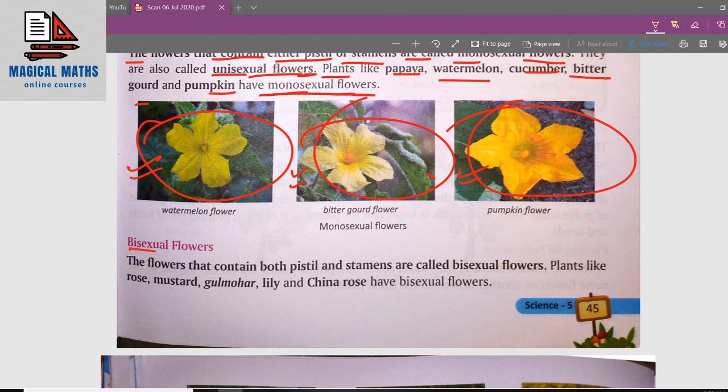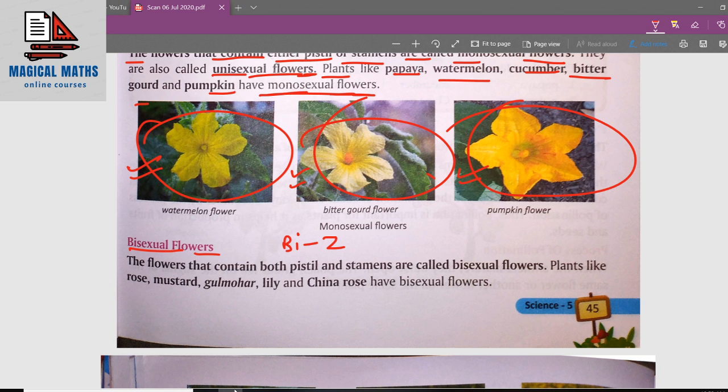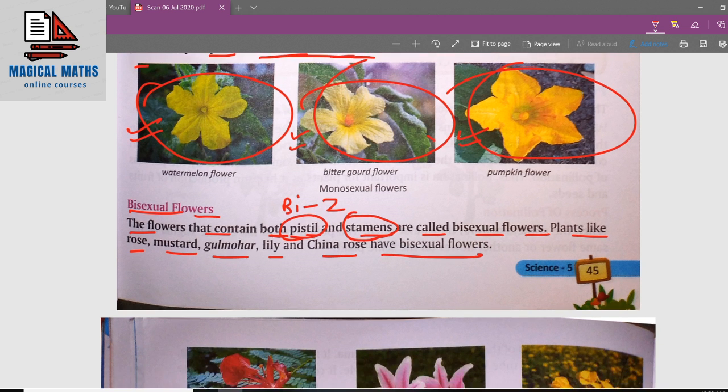Now what are bisexual flowers? Bi means two. As the name suggests, bisexual flowers are the flowers which contain both pistil and stamen, meaning the female reproductive part and the male reproductive part as well. These kinds of flowers are called bisexual flowers. Plants like rose, mustard, gulmohar, lily, and china rose are some examples of bisexual flowers.